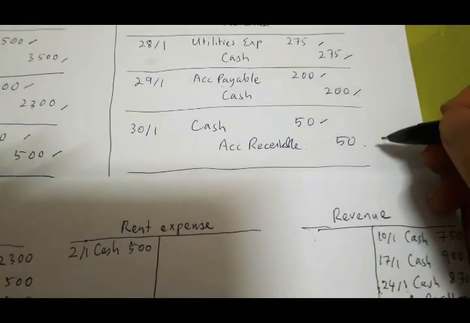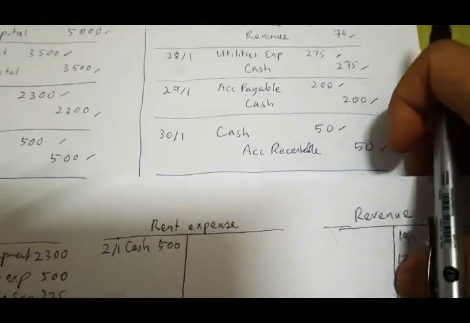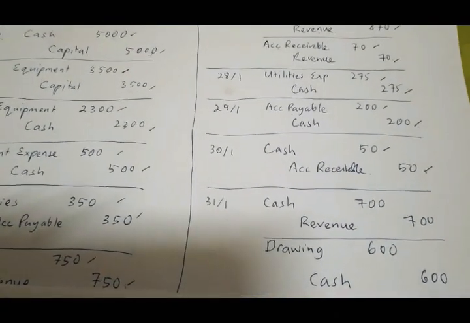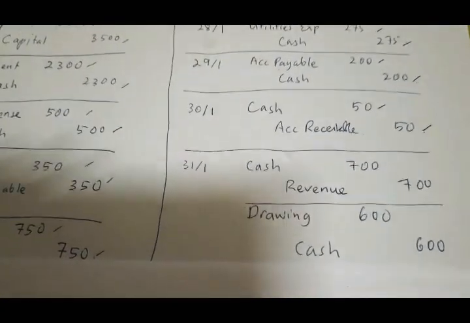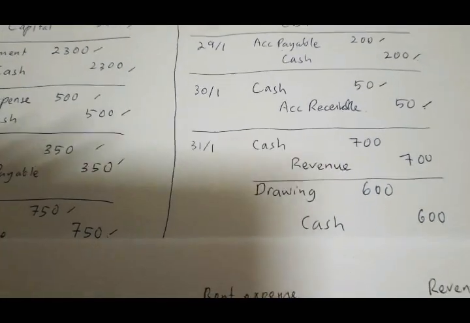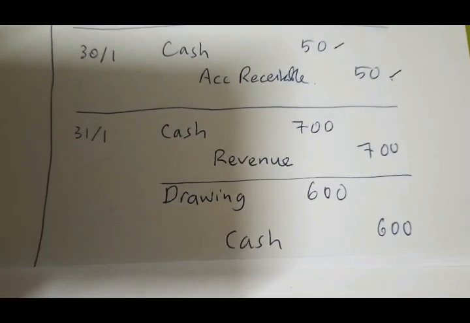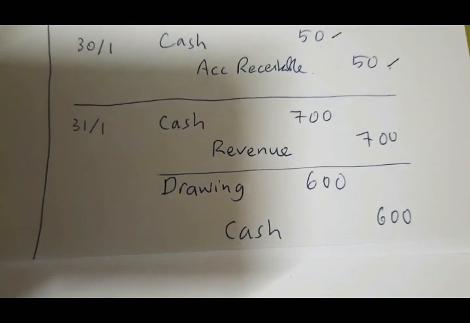Okay, now we do the next thing. The next thing is the transaction on the 31st of January. There are two transactions on the 31st of January. First, debit cash 700 and credit revenue 700.